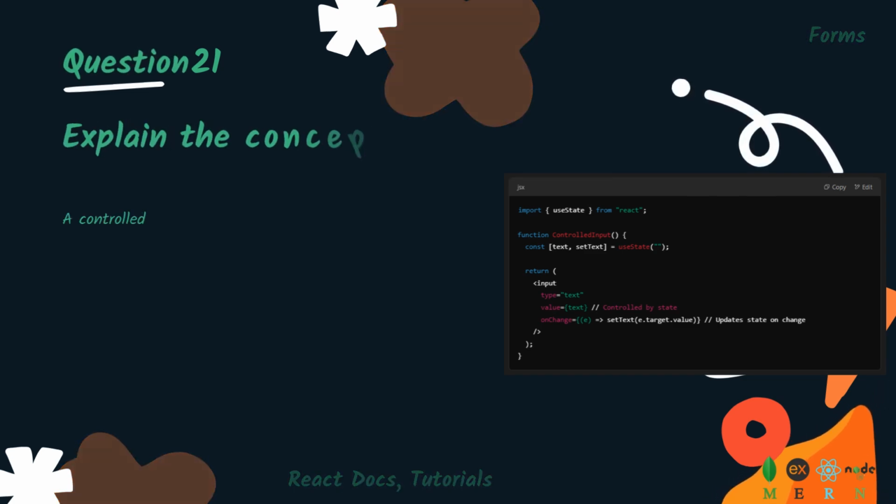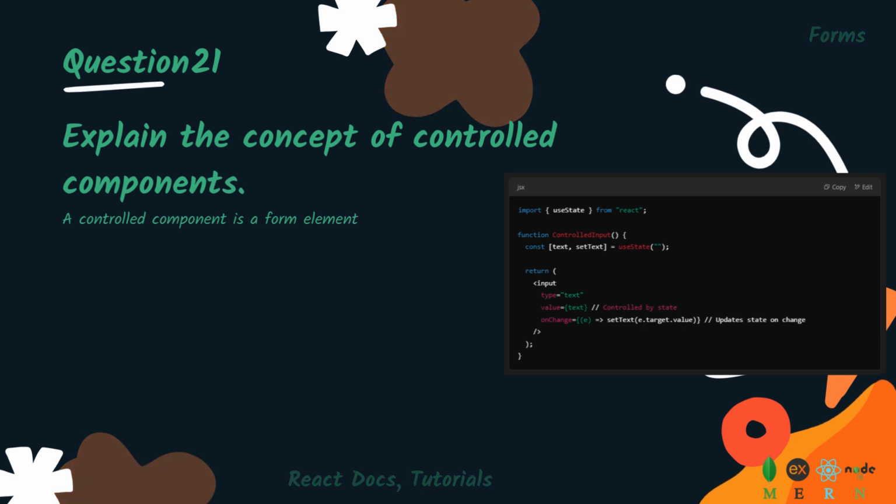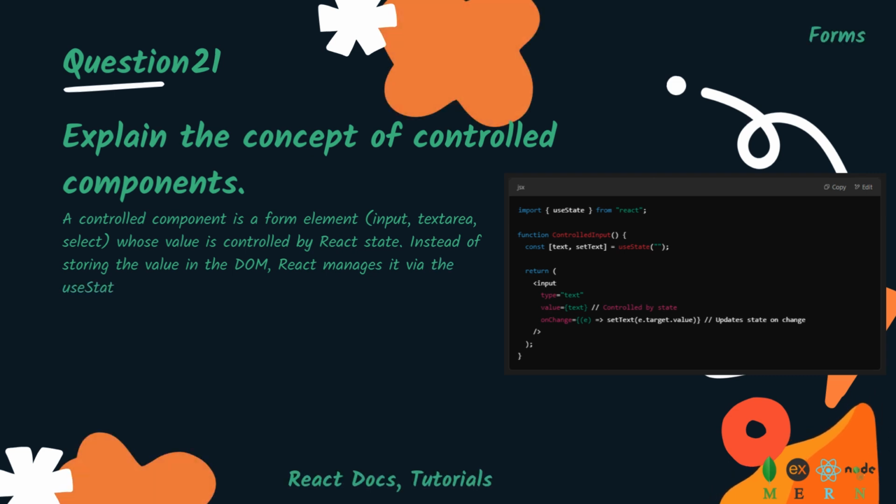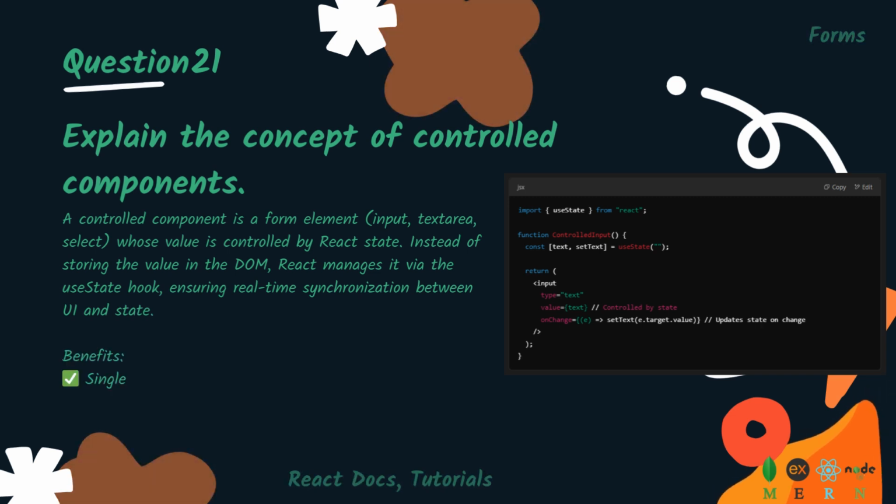What are controlled components? A controlled component is a form element, input, textarea, select, whose value is controlled by React state. Instead of storing the value in the DOM, React manages it via the useState hook, ensuring real-time synchronization between UI and state. Benefits: single source of truth, easier form validation, better UI control.